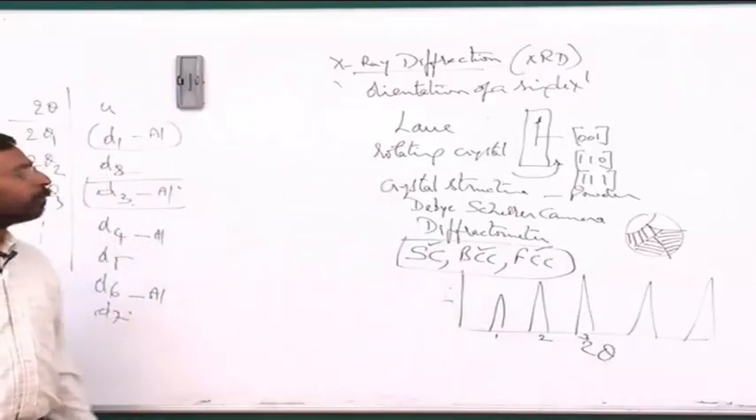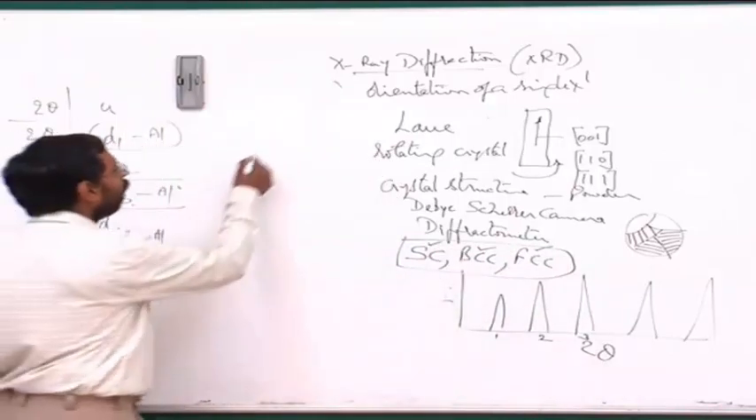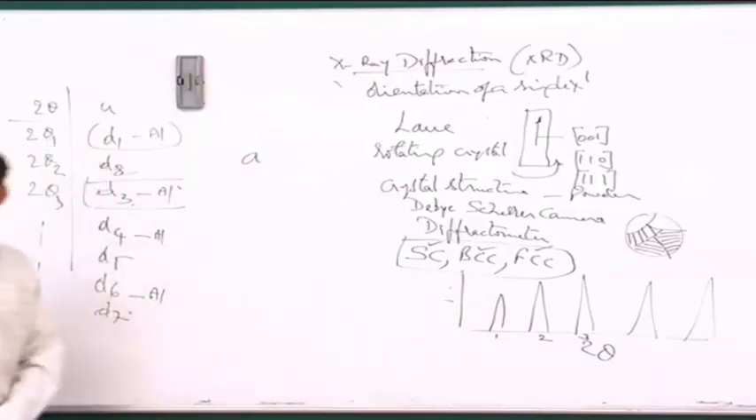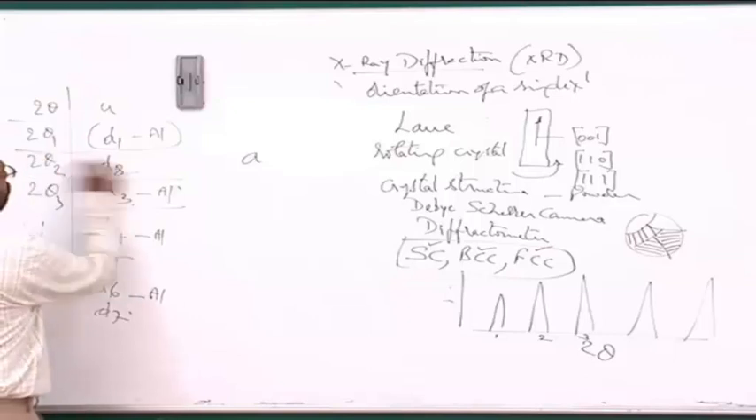The next step for us is to find out the lattice parameter. How do I find out the lattice parameter? Once I identify that this whole pattern is an FCC pattern, then I can choose the first peak.